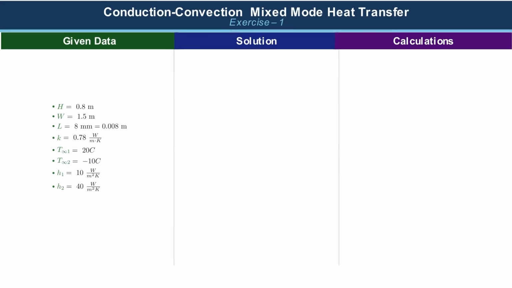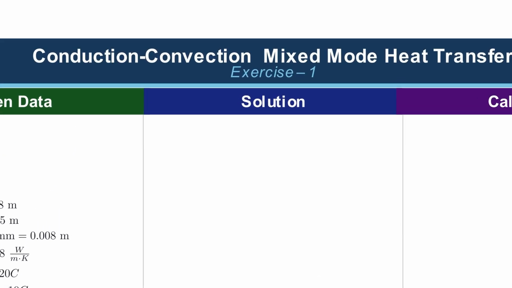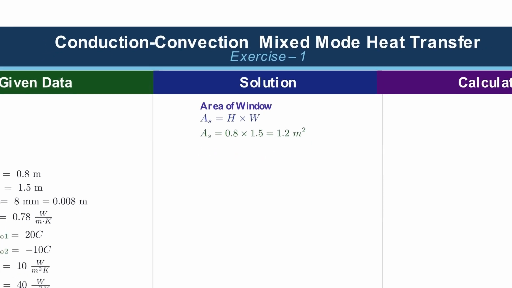The very first thing we need is the surface area of the window. This is straightforward geometry. The formula is simply AS equals H times W. Substituting the values, AS equals 0.8 times 1.5. AS equals 1.2 meters squared. Simple, but important because this area appears in every resistance calculation that follows.